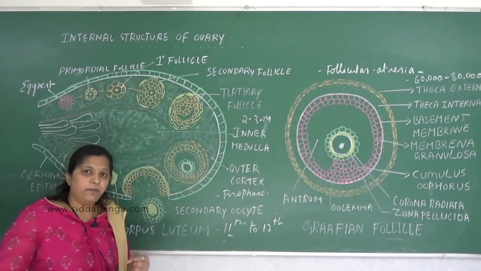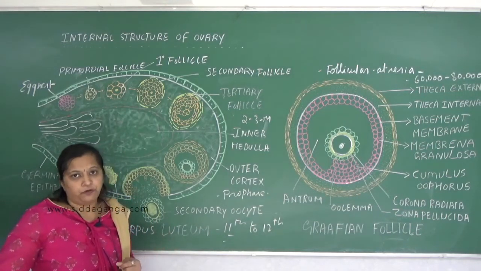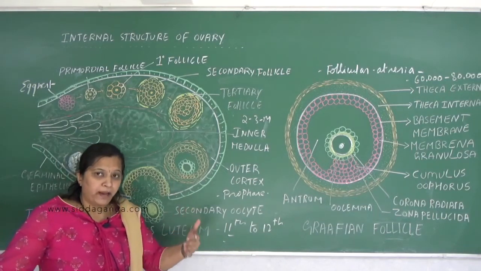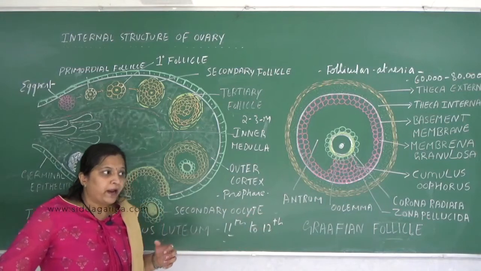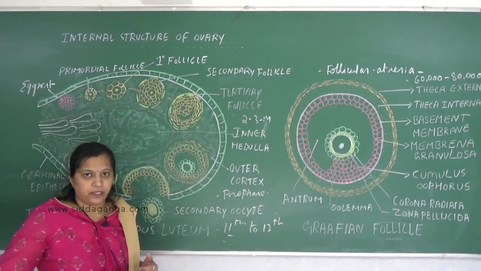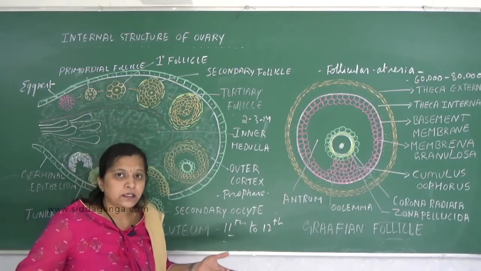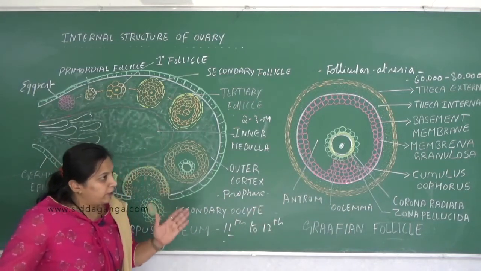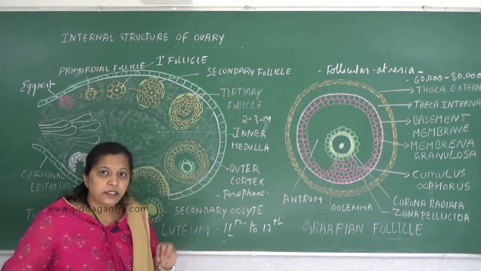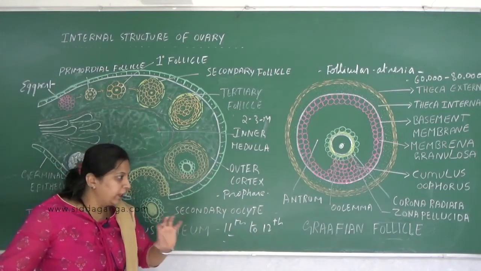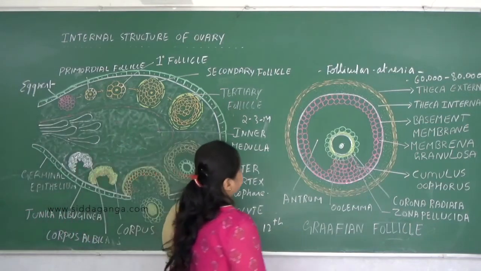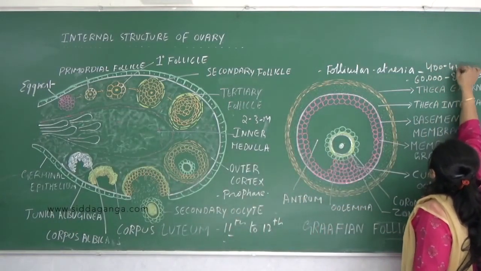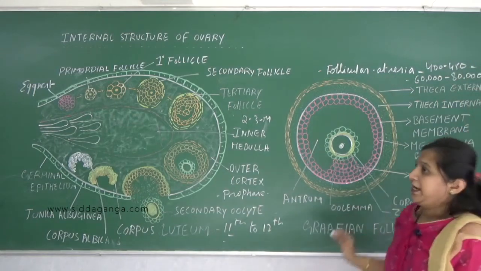females, during the reproductive phase, that is from menarche to menopause. Menarche means the beginning of the reproductive cycle, whereas menopause is the ending of the reproductive cycle. So between menarche and menopause, she is able to release only 400 to 450 secondary oocytes.